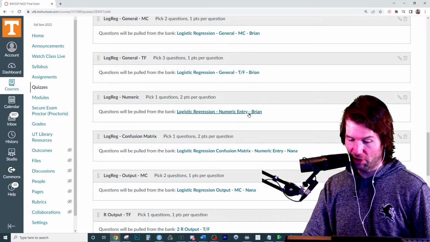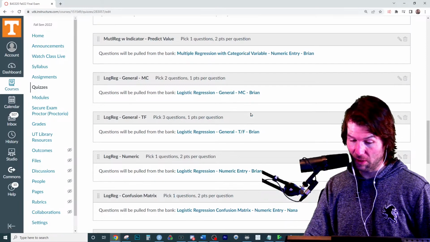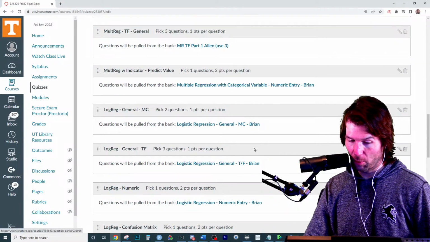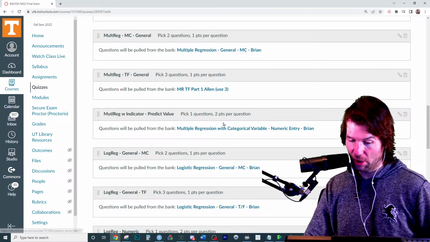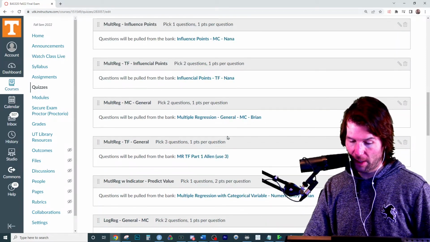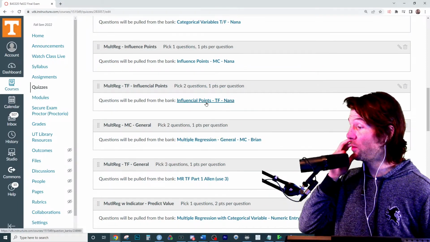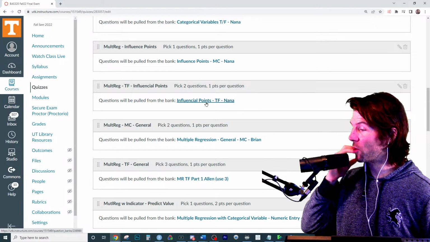We have logistic regression, numeric entry. So we should do some logistic general, logistic true false, multiple regression with categorical variables, multiple regression true false from Alan Panel. Thank you, Alan Panel. Multiple regression in general, influential plots. Who knows some influence plots? Big brain right there. Interpretations.